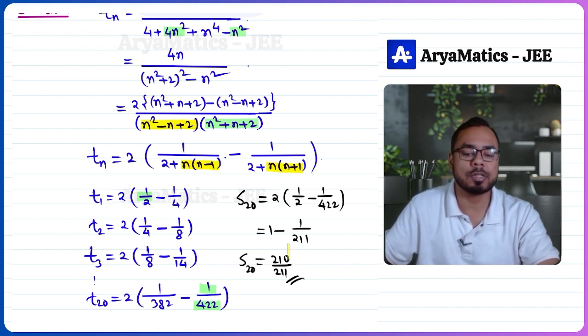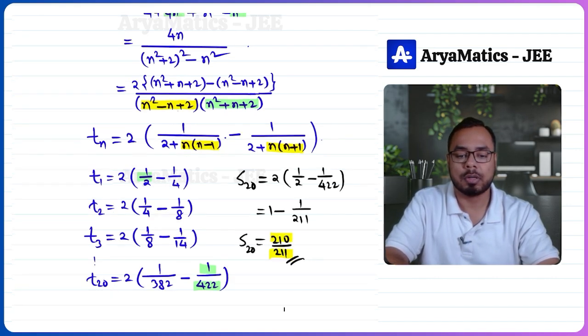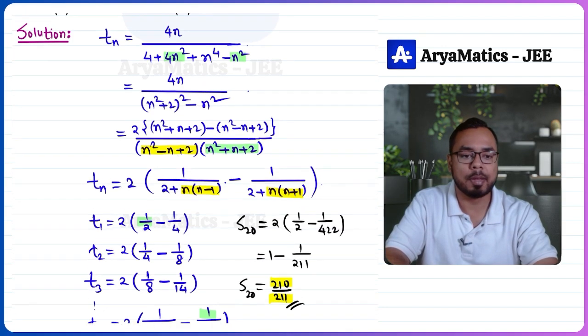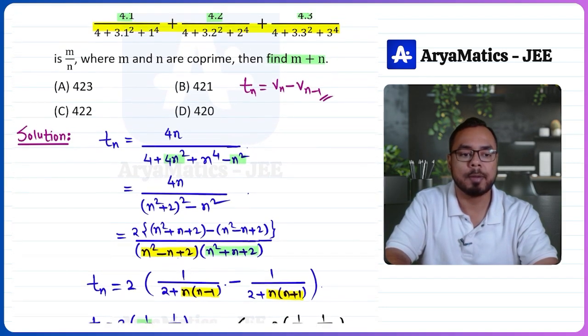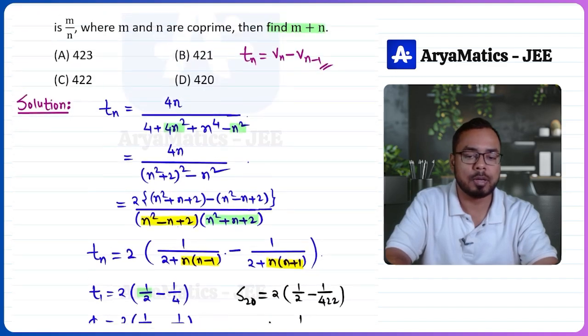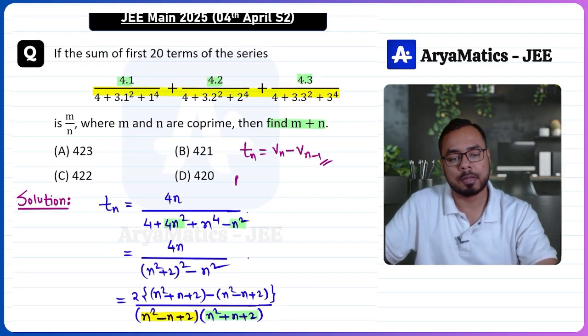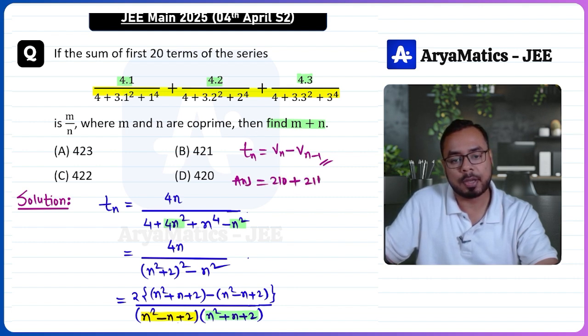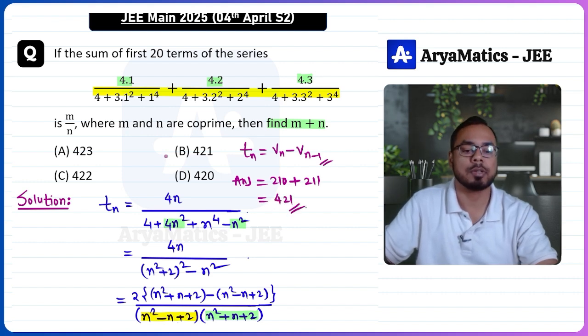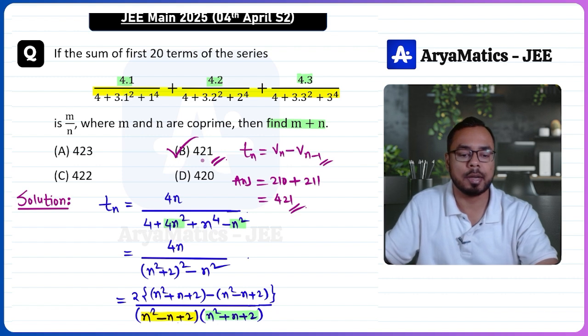Now, as you can see, there is no common factor between these two numbers, right? So these two are relatively prime numbers, or their HCF is 1, and we are getting 210 by 211. The question is, we need the value of m plus n, right? So m is 210, n is 211. If you add these two, then you will get 421. So the correct answer for this problem will be the second option.